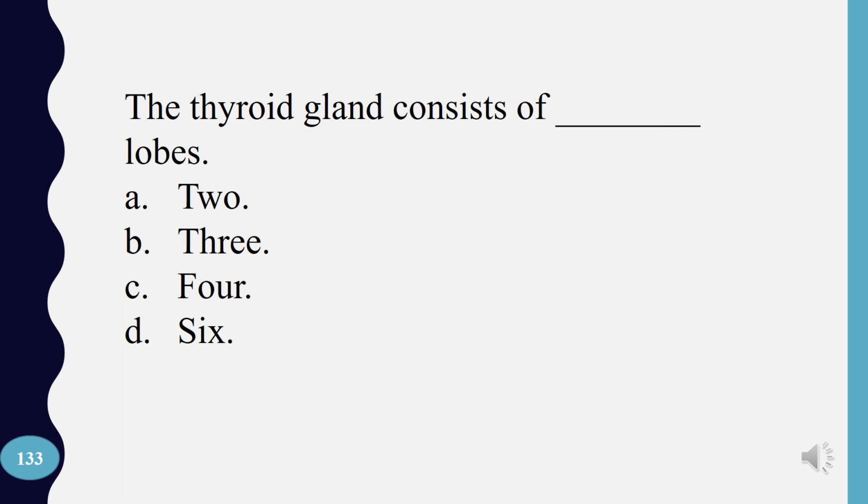The thyroid gland consists of how many lobes? 2, 3, 4, or 6? The answer is A. 2 lobes.